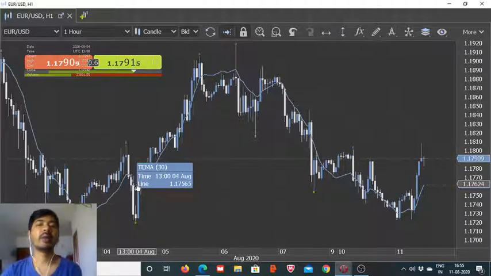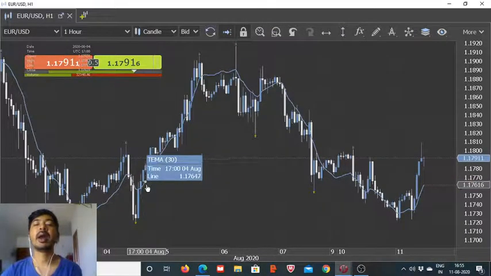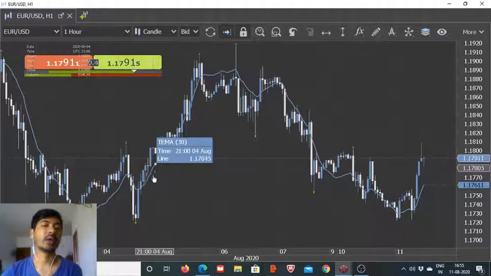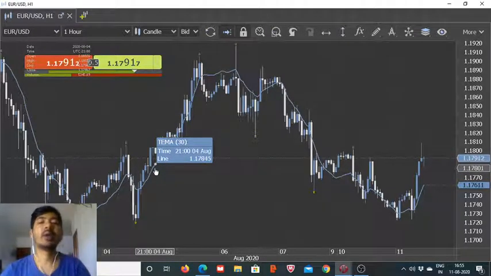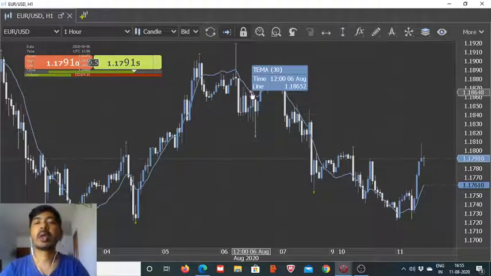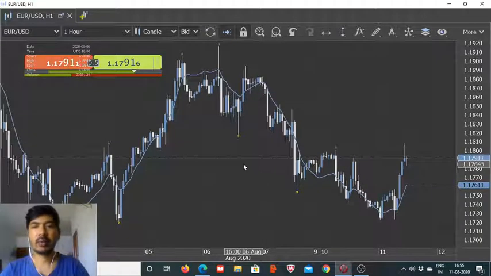One way to go is that you say the last hourly close should have been above this TEMA, and the TEMA values were rising. In that sense, that is the uptrend. When the TEMA values are going down and the price action is on the lower side of the TEMA, then you can turn that trend to the bearish phase. So that way it will work.